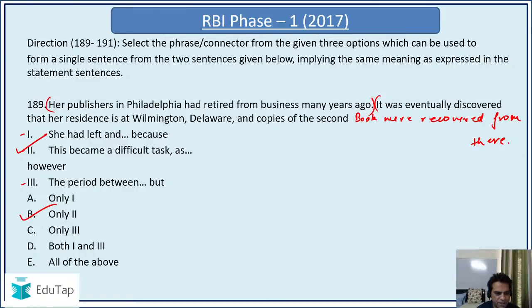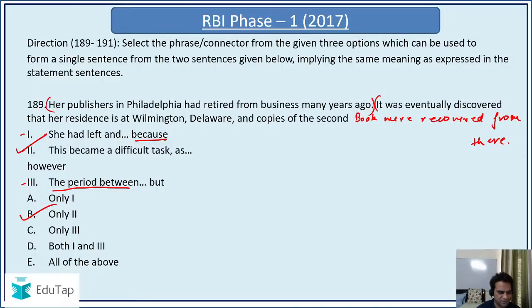The period between her publishers in Philadelphia. No, that's wrong. She had left and her publishers in Philadelphia had retired from business many years ago. Because is wrong here. So in the first option, because is wrong. In the third option, the period between is wrong. So the correct option is only option number 2. However is used for contradiction here.